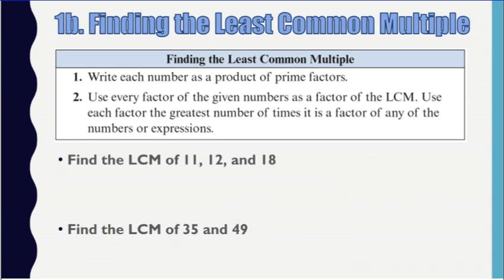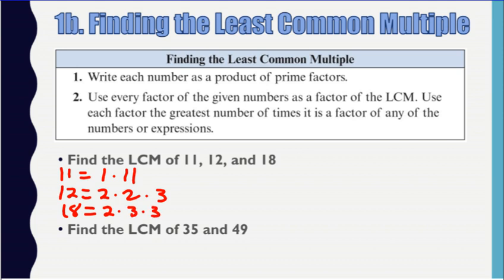Find the least common multiple of 11, 12, and 18. So 11, let's write the prime numbers. We got 1, we got 11. For 12, we got 2 times 2, that's 4, times 3, that's 12. And then we got 18: 2 times 3 times 3. Anytime we have a 1, we don't need to worry about the 1, so I'm not going to put that down as a factor. But I have a 2 as a factor, I have a 3 as a factor, and I have 11 as a factor.